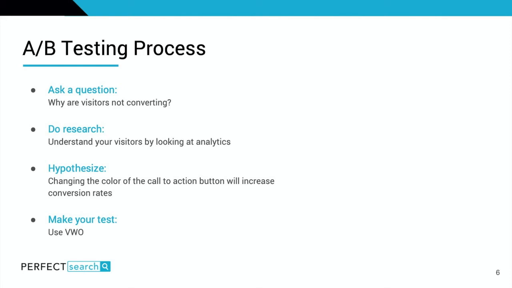So after you figure out why visitors are not converting, you have to do some research. Understand your visitors by looking at analytics. Look in Google Analytics, see who your visitors are. You can also look at the pages with the largest exit rates and bounce rates, to see if those are the pages you need to focus on first. Then you need to come up with a hypothesis. In this instance, changing the color of the call to action button will increase conversion rates. And then finally, you make your test. In this instance, we'll be using VWO.